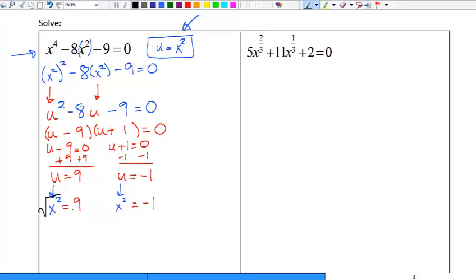I can solve that using my square root method. So I have x equals plus or minus 3 and x equals plus or minus the square root of -1, which is i. So I have plus or minus 3 and plus or minus i. Now I do not have to check my answers on this one because I don't have a rational exponent, so it's not required to check, so I'm not going to check on this one.